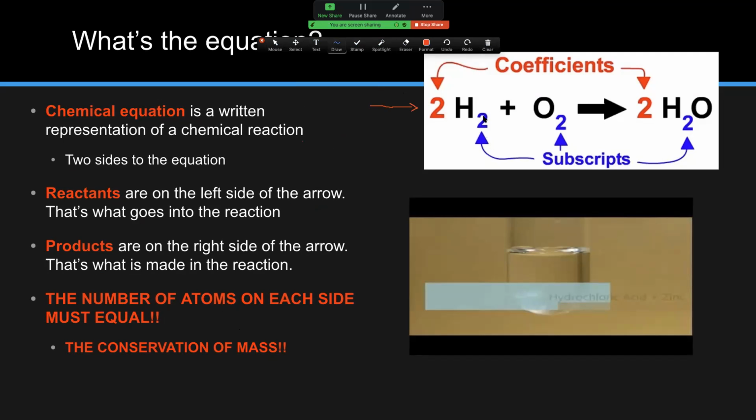Okay. We've talked about the subscripts. And now I want to talk about these numbers, coefficients. Subscripts go behind, they're the small number that go behind. These numbers can never change. You cannot change subscripts. You can always add coefficient numbers to balance both sides. So you are going to change these numbers to balance your equation.